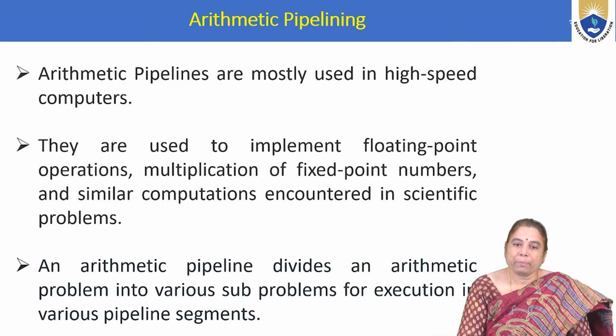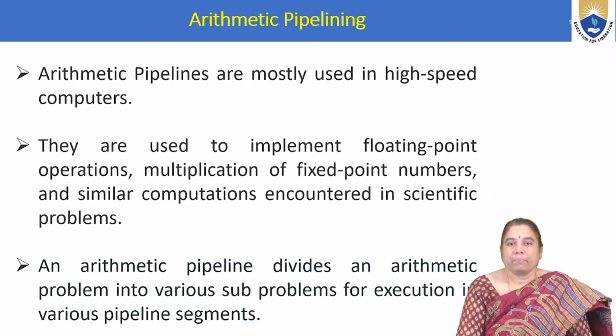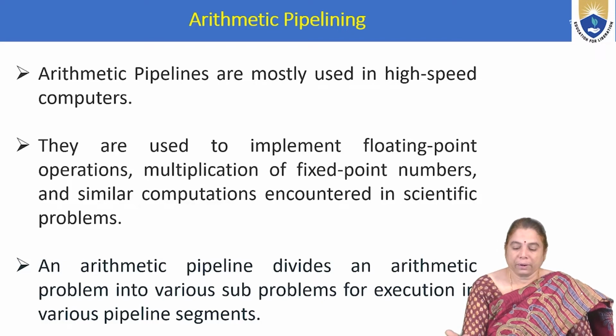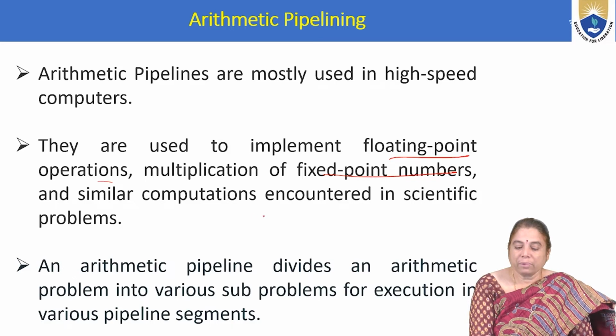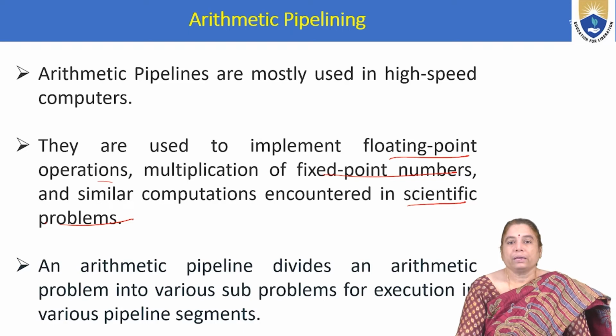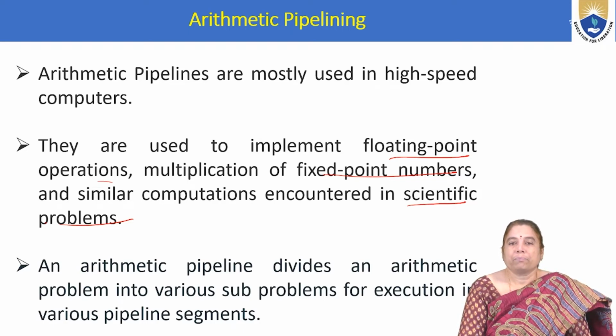What is an arithmetic pipeline? Arithmetic pipelines are mostly used in high-speed computers. So parallelly, various arithmetic operations can be carried out with the help of the arithmetic pipeline. They are used to implement floating point operations, multiplication of fixed point numbers, and similar computations encountered in scientific problems. So here the pipelining can support parallel processing computers.